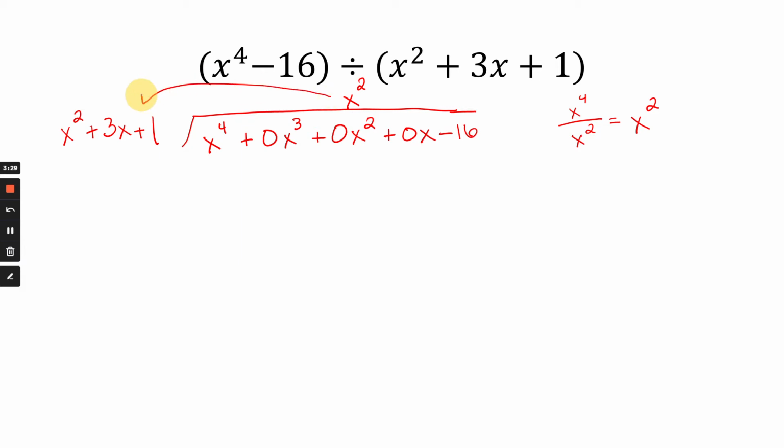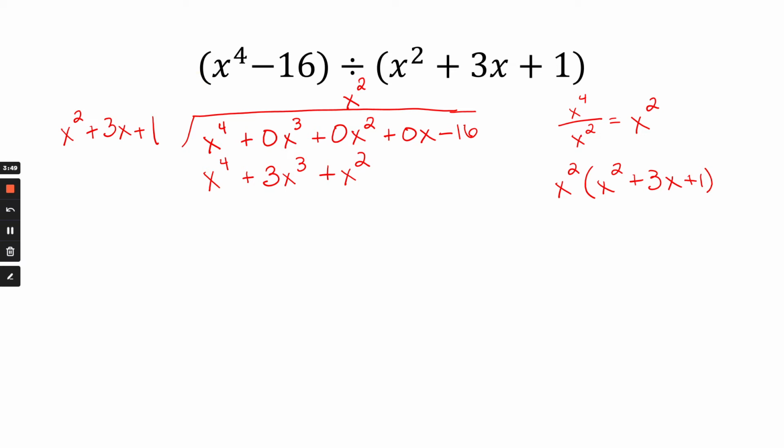Now, I'm going to multiply over here. I'm going to take x squared and just distribute. So x to the 4th plus 3x to the 3rd plus x squared. Now, just like we did with our long division on that first slide, we're going to subtract. When we subtract x to the 4th minus x to the 4th, that's 0. It better be 0. If it's not 0, then you've done something wrong.